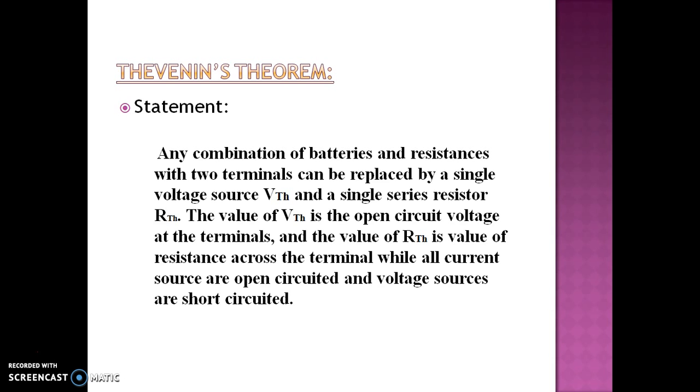Now let us see the statement of Thevenin's theorem. Any combination of battery and resistance with two terminals can be replaced by a single voltage source VTH and a single series resistor RTH. The value of VTH is open circuit voltage at the terminal and the value of RTH is the value of resistance across the terminal, while all the current sources are open circuited and voltage sources are short circuited.